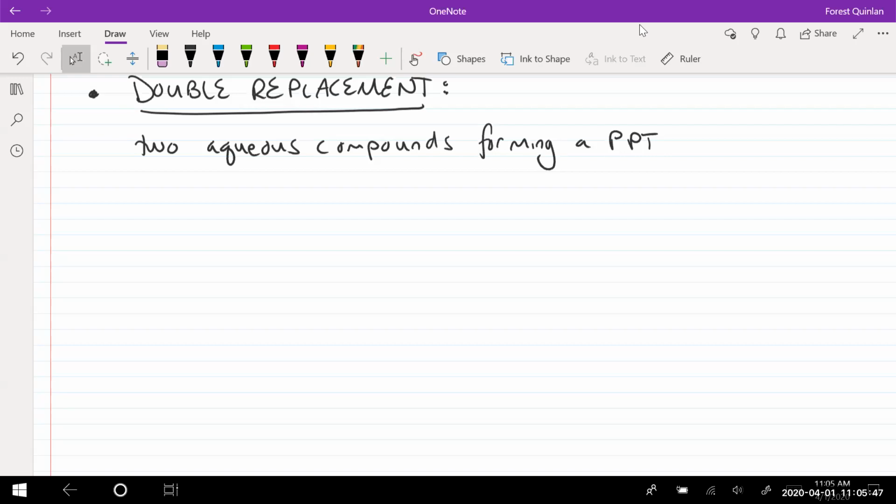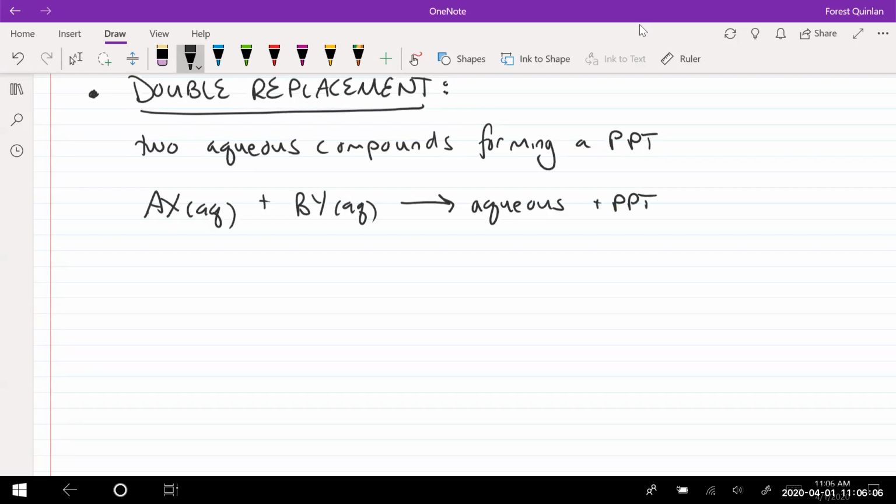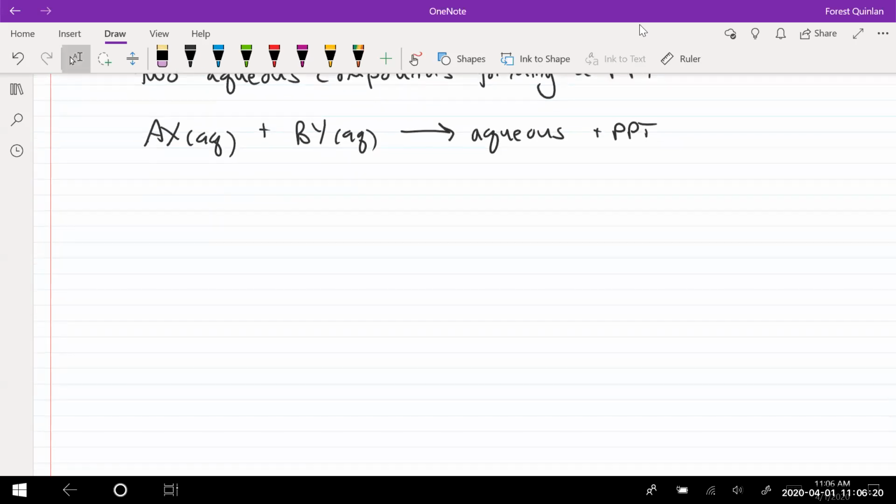This would look something like AX, that is aqueous, plus BY, that is also aqueous. On the other side, you're going to form another aqueous and a PPT. Now, it can be either or any of them. I'm going to put a couple of them down here so that we can see how this might work.